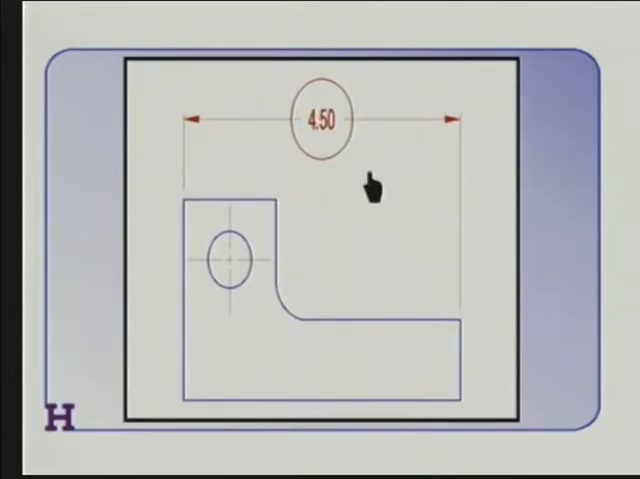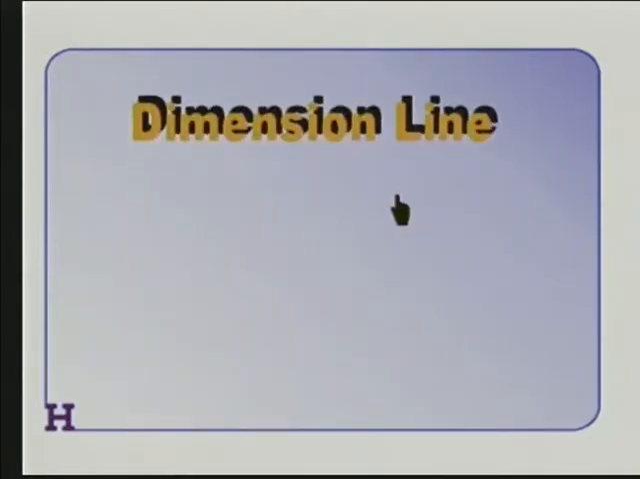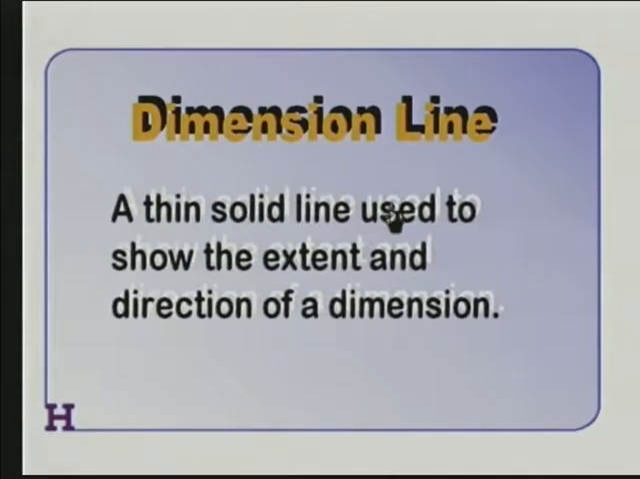Here you see the dimension, and the dimension itself is just the value. We'll talk about all these other things here in just a bit. But the dimension is the value that describes the size of some feature of an object. The dimension line is a thin, solid line used to show the extent and direction of a dimension.